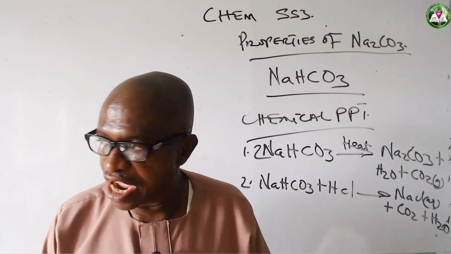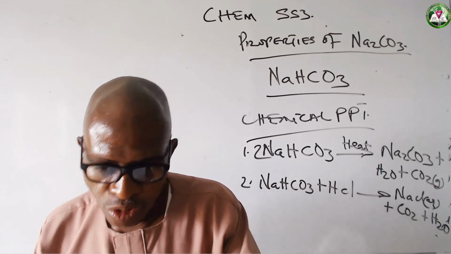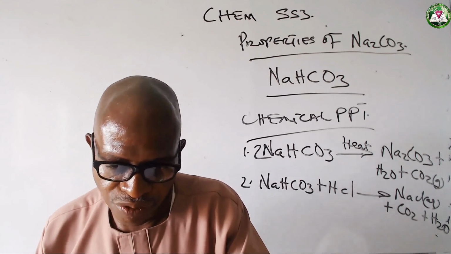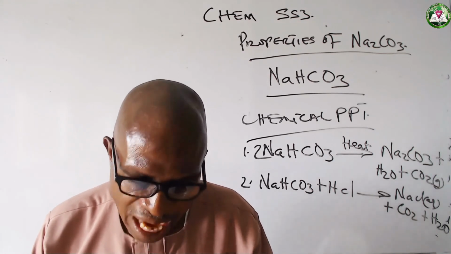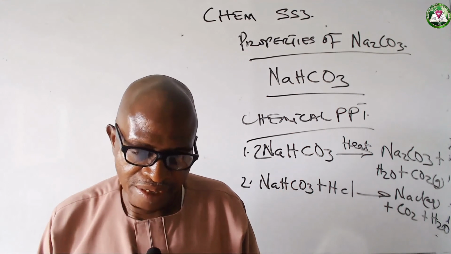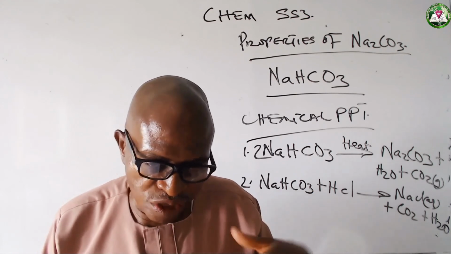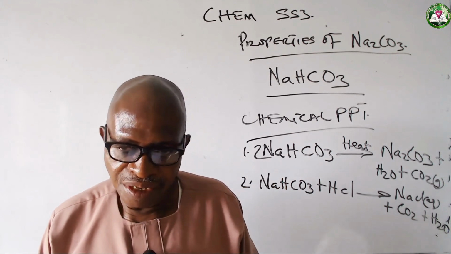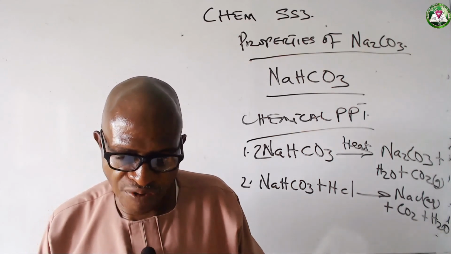The reason is not far-fetched. We have seen that it's an alkaline salt. When you dissolve it in water, it will give you an alkaline solution. An alkaline solution will have a high pH, and that high pH will help in reducing the acidity of the stomach acid. It will try to neutralize the stomach acid, thereby helping your bowel to move better so that you won't have indigestion. Then 4, it is used as a fire extinguisher. When you heat it, it will produce CO2, and CO2 is used to fight fire.